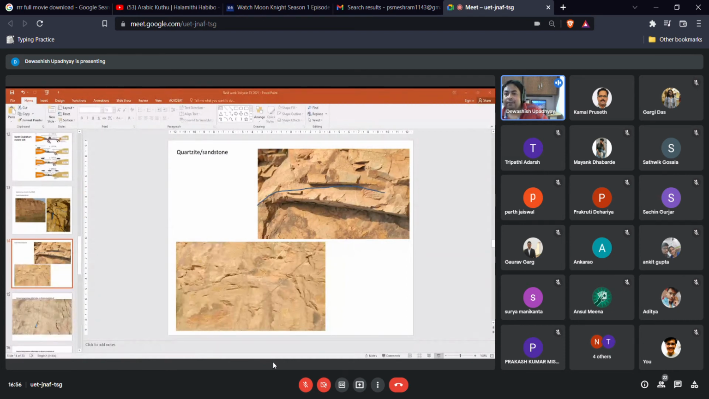So here again, I have shown some bedding planes, and quite often you will see that in some places you also see what is referred to as current bedding. So here you see this. This is a current bedding.